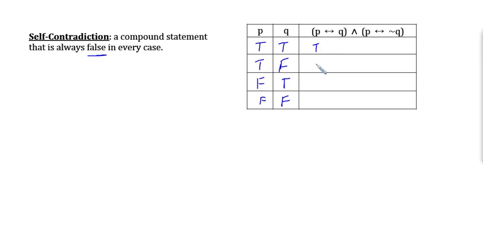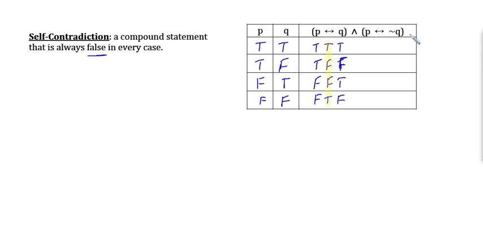So first, what we want to do here is just repeat the P, repeat the Q. Make sure your F's look like F's. And then P, if and only if Q, is true when they match. So here they match, they don't match, they don't match, and they match. Okay. So this now is our column that's still alive and in play.